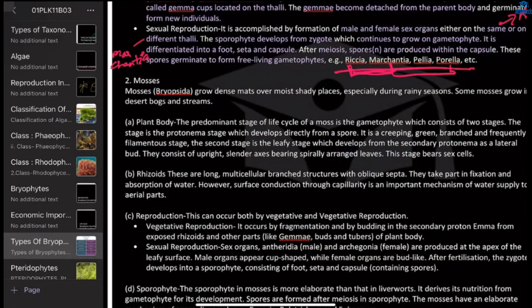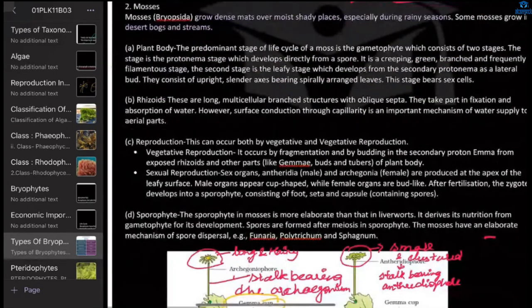Mosses are the group of Bryopsida, and this group grows on dense mats. They grow like a dense mat-like structure, and are found in moist and shady places, especially during the rainy season. Some mosses grow in deserts, bogs and streams also. So how is their plant body?